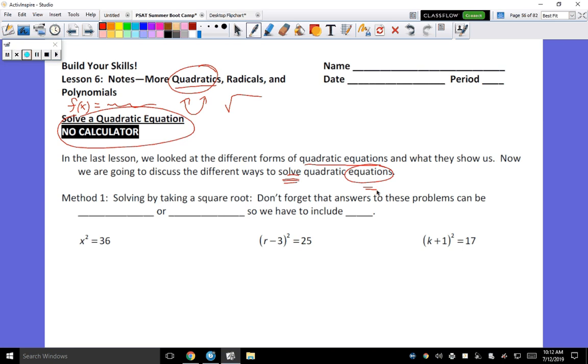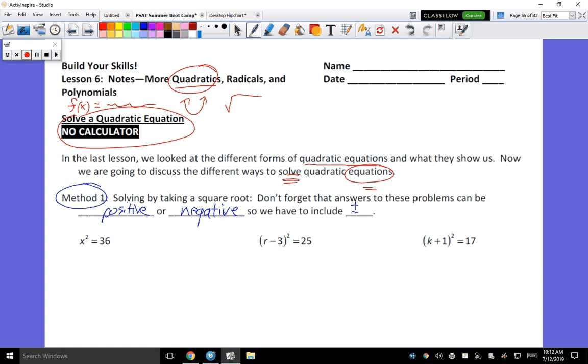Alright, method 1. There are 4 methods. This is the first one. Solve by taking the square root, and don't forget that the answers of these problems can be what? Positive or negative. This is huge because a lot of people forget this. Very few remember it. So we have to include the plus or the minus.